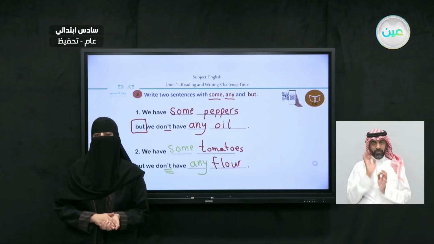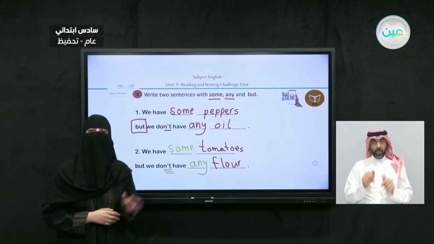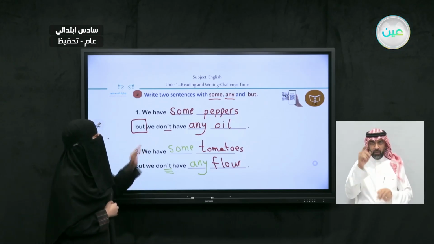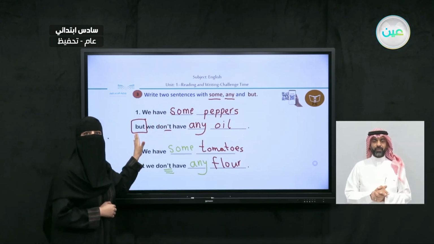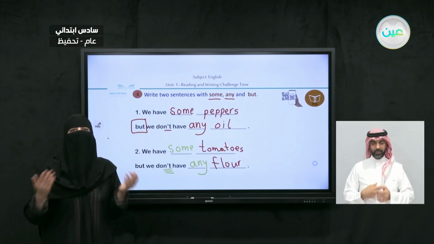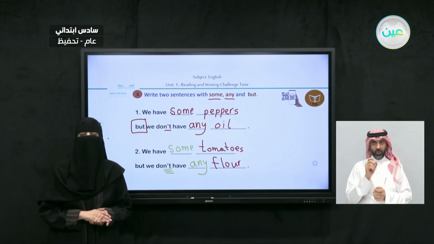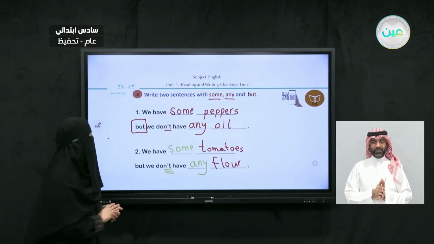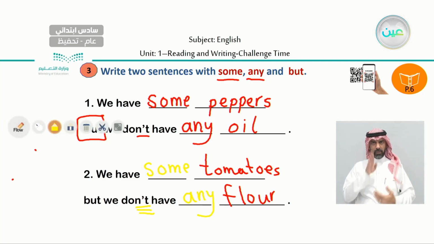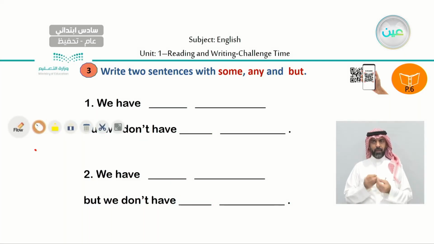Okay? Very good. Now I want you to make sentences like this. Okay? With some and any, and also join these sentences with but. Okay? Try to make it and share it with your teacher.